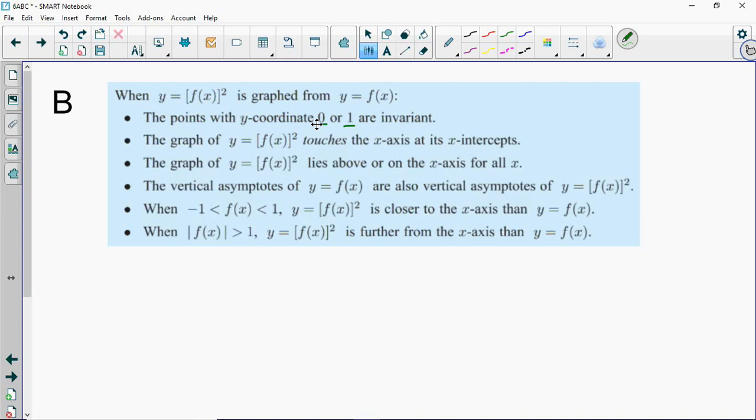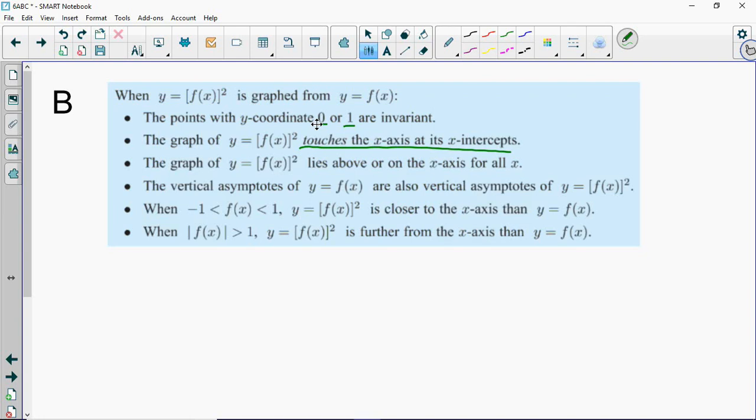It's going to touch the x-axis at its x-intercepts. It can't cut the x-axis because we can't have a negative y value come out since we're squaring the original y values. All right, so it's got to be above or on the x-axis for its entire domain. The original vertical asymptotes are going to remain vertical asymptotes. Squaring infinity, it's still basically infinity.